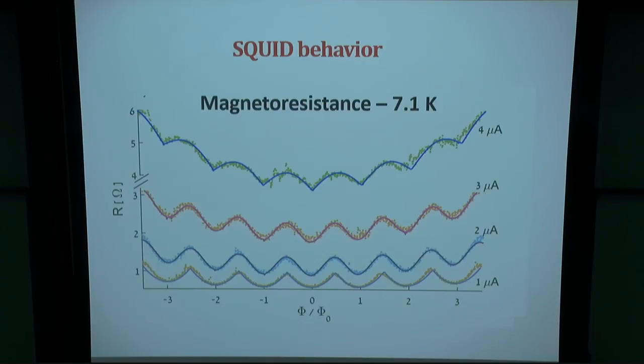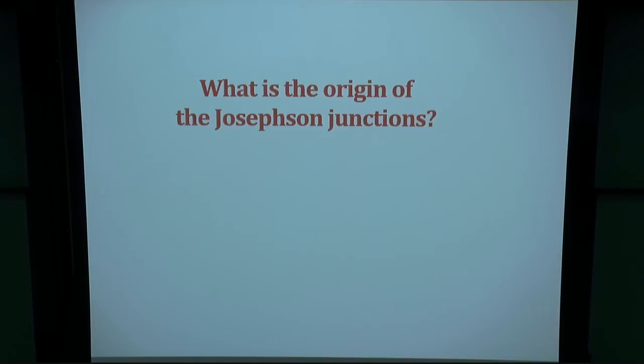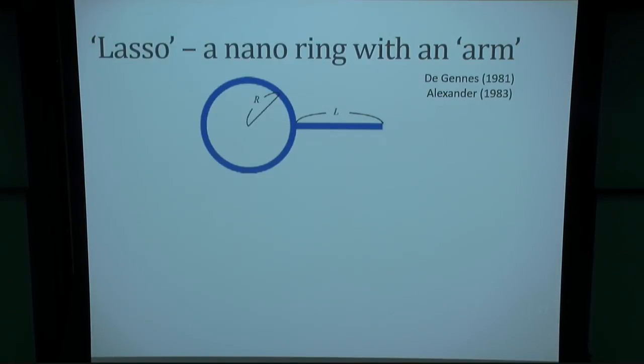But now, of course, comes the true question. What is the origin of these Josephson junctions? So far, I invented them just to explain the data. But where are they from? And the answer to that starts with a work of de Gennes and Alexander. They described a lasso, namely a ring with an arm, and they made calculations of the behavior of the order parameter in this particular structure, claiming that the order parameter cannot be homogeneous. It must be position dependent.